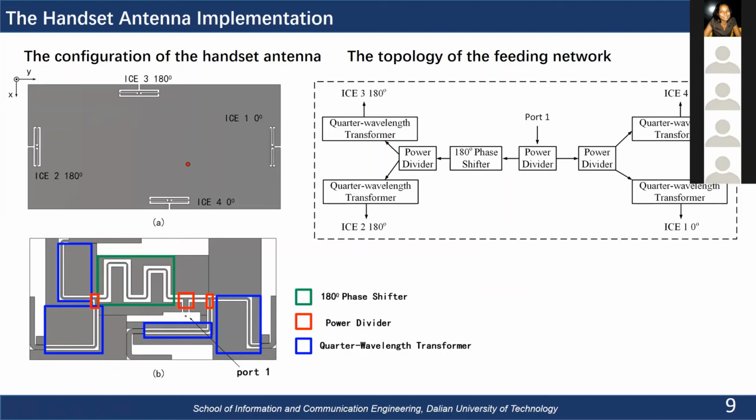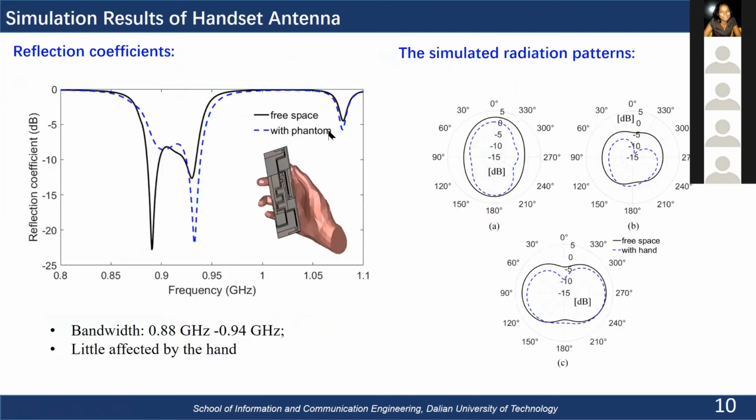With this, the antenna is matched, and its bandwidth is from 0.88 to 0.94 gigahertz. And we can see that with and without the hand, the antenna is little affected by the hand. So is the radiation pattern here. This is the radiation pattern with and without hand in simulation. So it does not really affect the radiation pattern a lot.